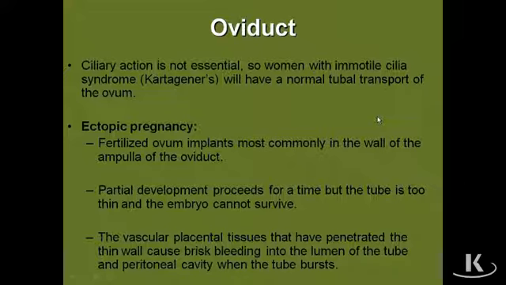As we said, the other claim to fame of the ampulla is that it is the most common site not only of fertilization, but also of an ectopic implantation. This results in partial development of the fertilized ovum, but in time the tube will prove to be too thin and the developing embryo cannot survive. The vascular placental tissues that have penetrated the thin wall typically result in brisk bleeding into either the lumen of the tube or into the adjacent peritoneal cavity when the tube bursts.